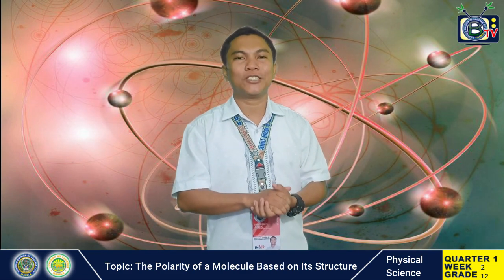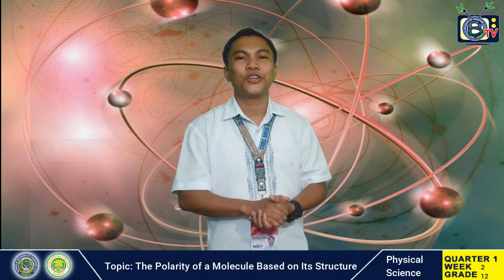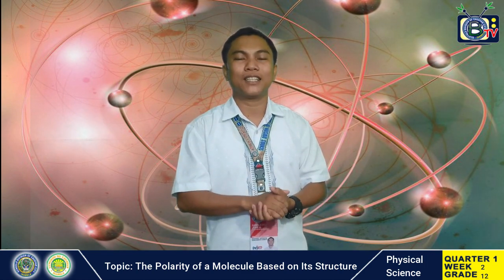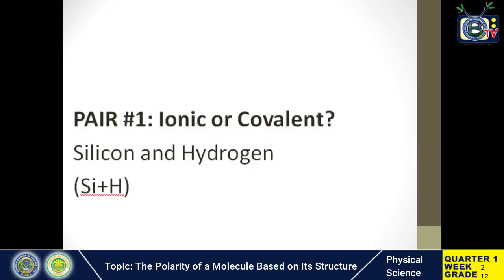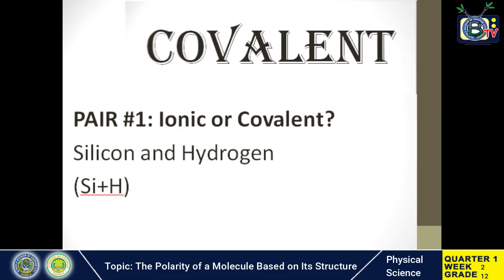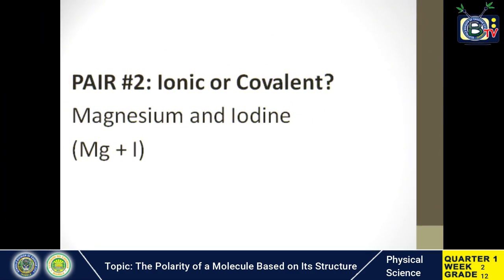Congratulations! Before we proceed to our lesson, we have another activity on ionic and covalent bonding. You are going to identify the type of bond that exists between the atoms in each pair. Pair number 1, silicon and hydrogen. The answer is covalent. Pair number 2, magnesium and iodine. The answer is ionic.